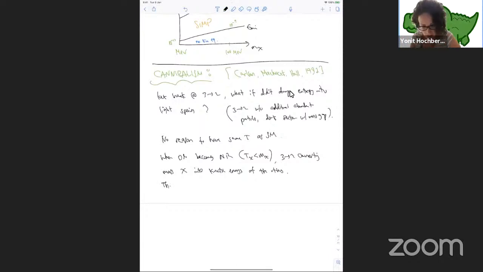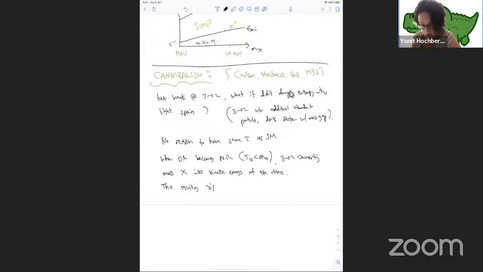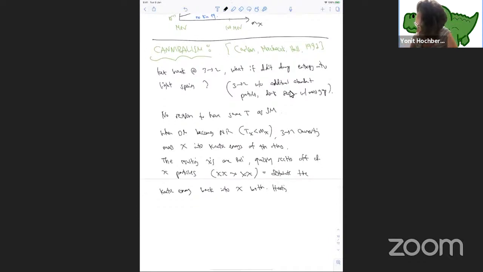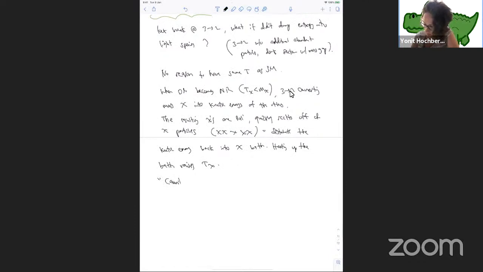And then they're going to quickly scatter off of themselves to distribute that kinetic energy. So let's just write this out. The resulting chi's are now relativistic, and they're going to quickly scatter off of other chi particles. So I have some self-scattering, chi chi to chi chi, that's going to happen, and this is going to distribute the kinetic energy back into this bath of chi particles. Okay, and so what this does is it's heating up the bath, and in particular, of course, raises the temperature of chi. So this is why it's called cannibalization.